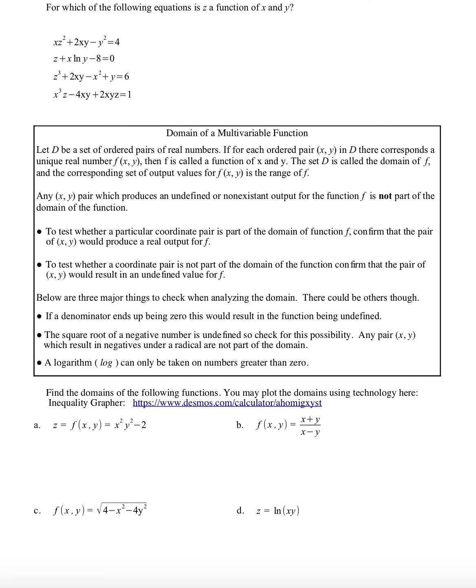Below are several implicit equations which haven't been solved for any particular variable. The variables involved are x, y, and z. So if any of these are functions, they would be multivariable functions. Typically what we'll do here is we'll solve for z, and we can plot it using an online multivariable equation plotter.